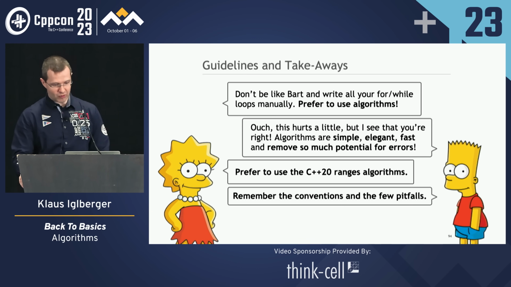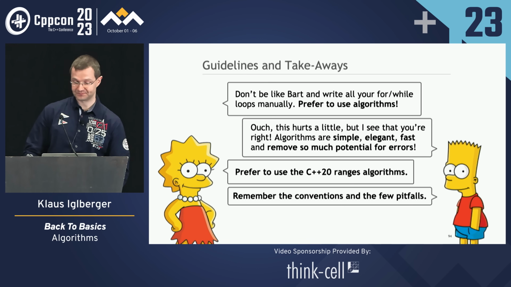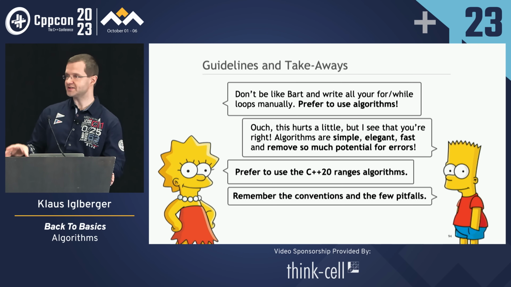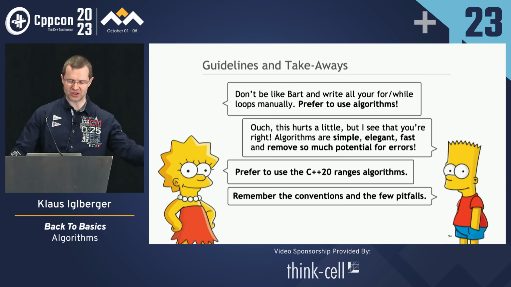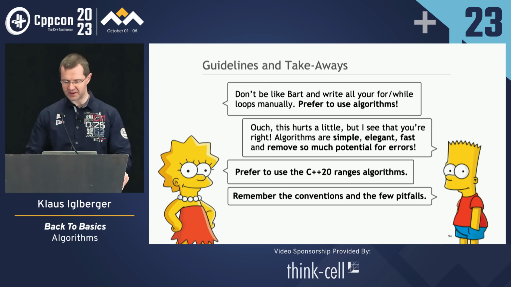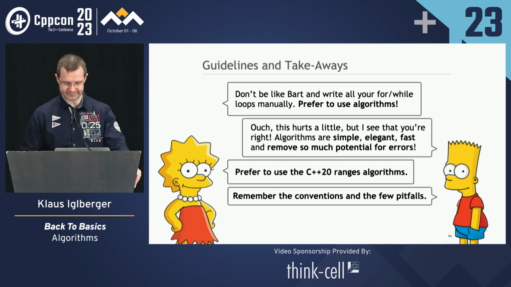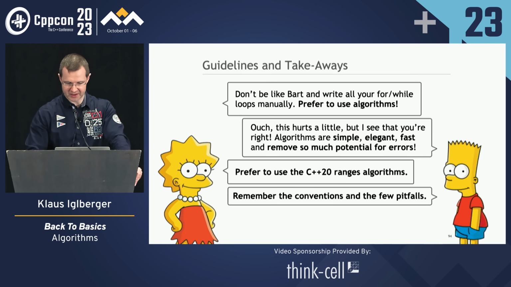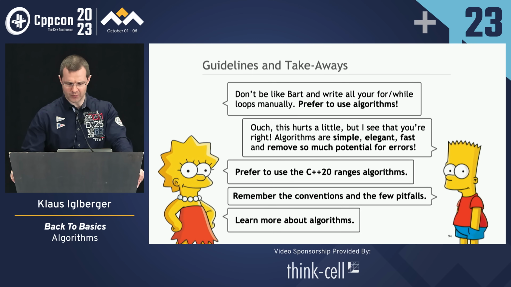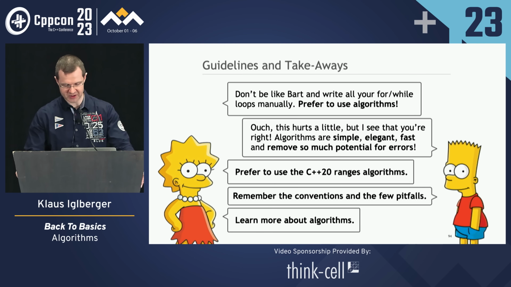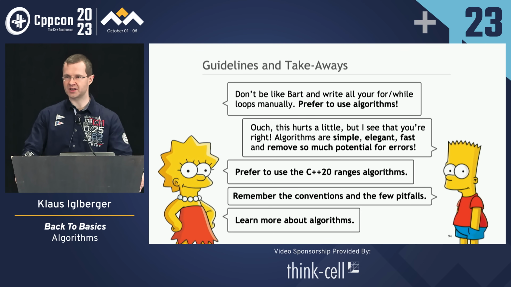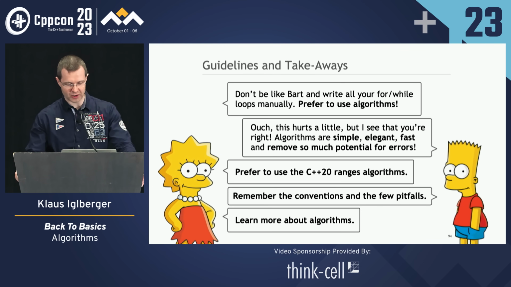Then, remember the conventions and a few pitfalls. There are definitely conventions. I mentioned most of them, or a few of them definitely, but there are unfortunately also a few pitfalls, especially in the old version. Please just remember them, and then everything should be great. And so learn more about algorithms. It really is, from a strategic point of view, one of the best things that you can do to improve the quality of your code.